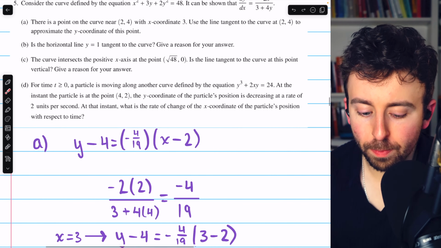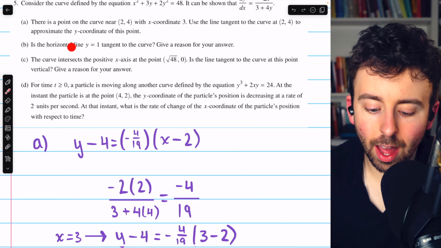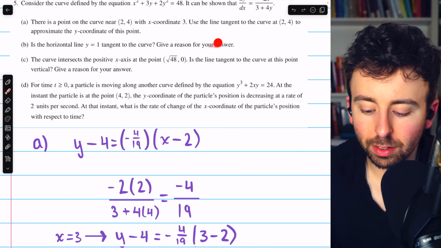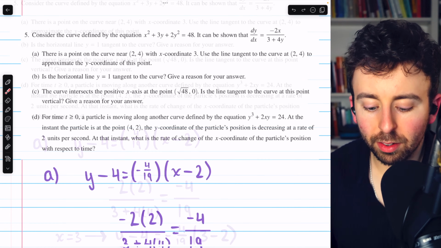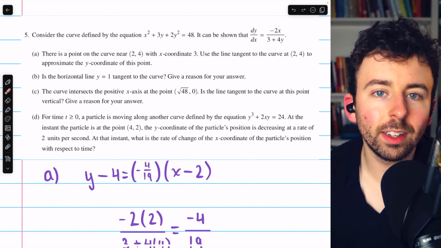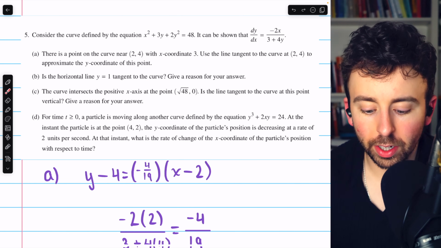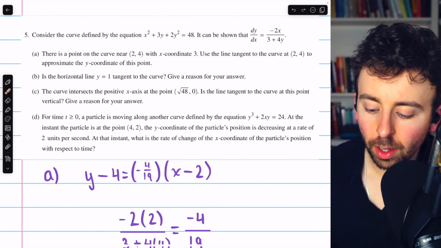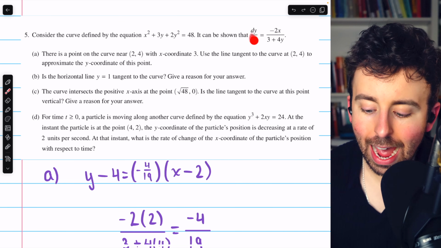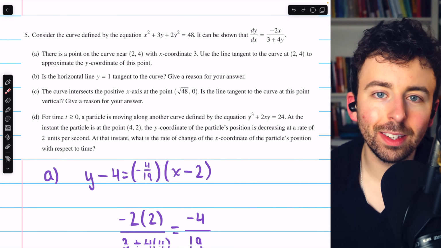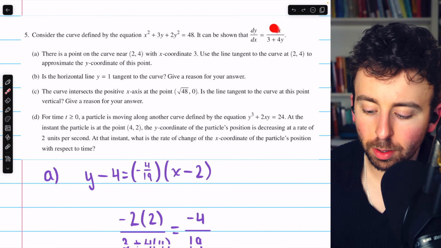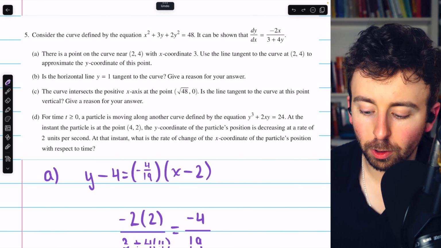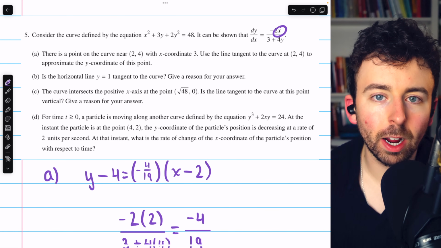Moving on to part B. Is the horizontal line y equals 1 tangent to the curve? And give a reason for our answer. If this horizontal line was tangent to the curve, then the derivative, when y equals 1, would have to be 0. If we look at the derivative and ask when it could possibly be 0, well, for this to be 0, the numerator has to be 0, and for the numerator to be 0, x has to be 0.